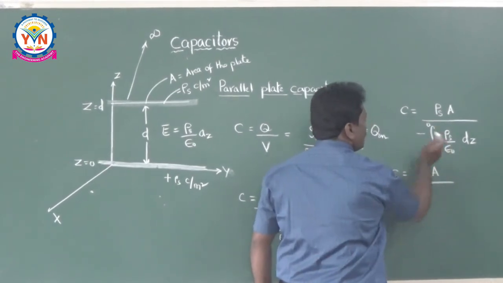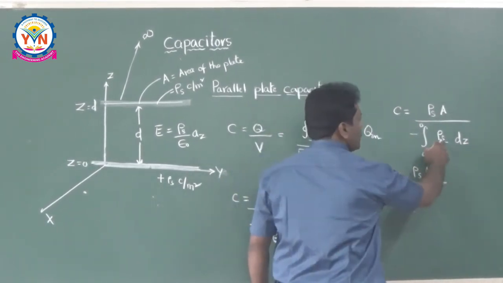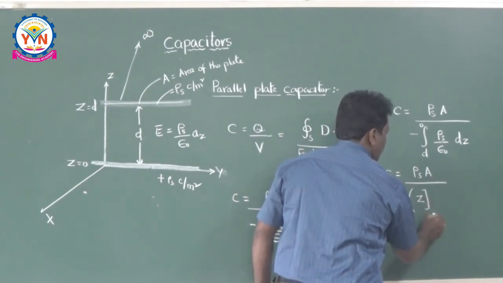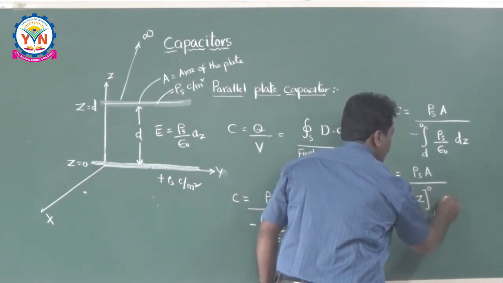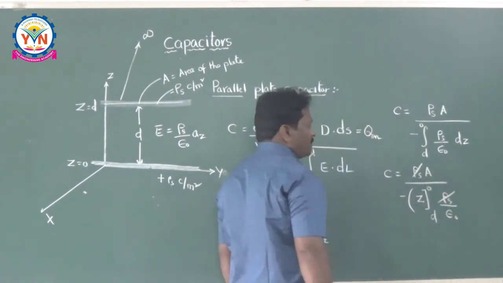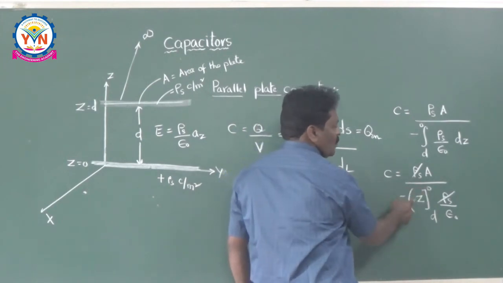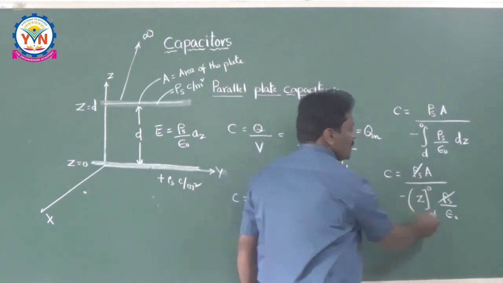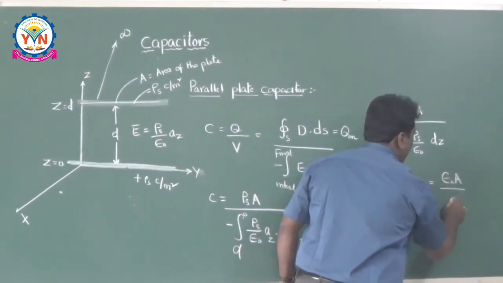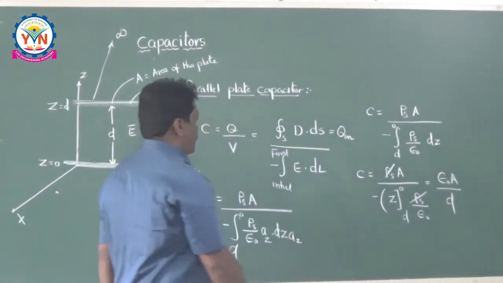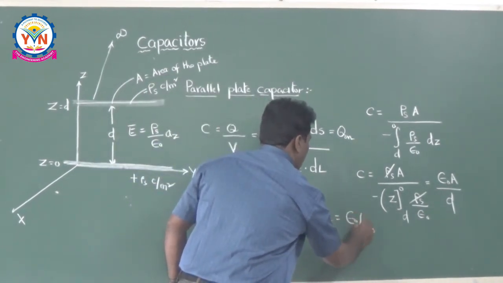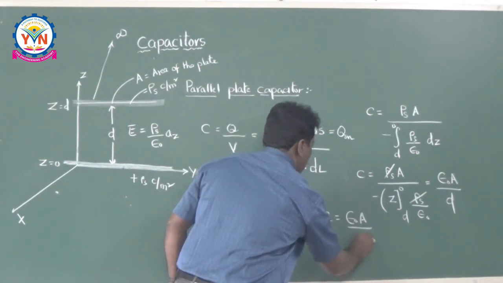rho s by epsilon naught is constant, and this is nothing but z. Z is between the limits d to 0, into rho s by epsilon naught. Rho s and rho s will be cancelled, and it becomes 0 minus of minus becomes d. Therefore, it will become epsilon naught into A divided by d. Therefore, what is the capacitance value here? C is equal to epsilon naught into A divided by d.